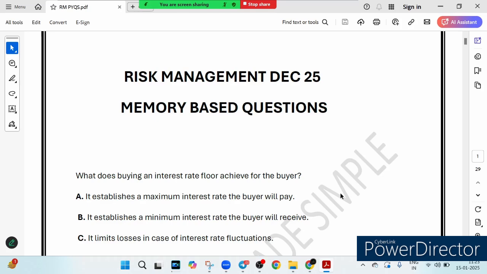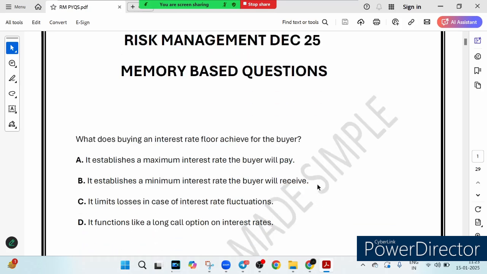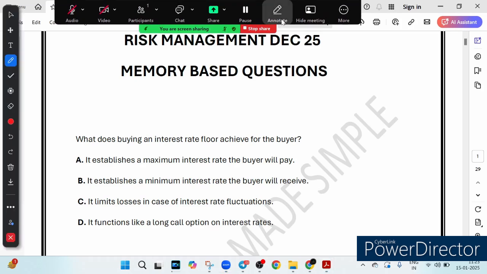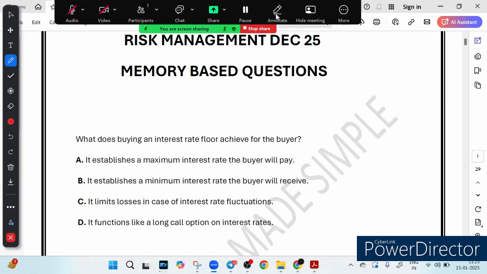So let's start with the first question that we have. What does buying an interest rate floor achieve for the buyer? Right. So in this particular slide, I will not just explain the correct answer but also why the other options are incorrect, using sample examples to make everything crystal clear. Stay with me till the end for a quick summary of key points that will lock this concept in your mind. So the question is, what does buying an interest rate floor achieve for the buyer?